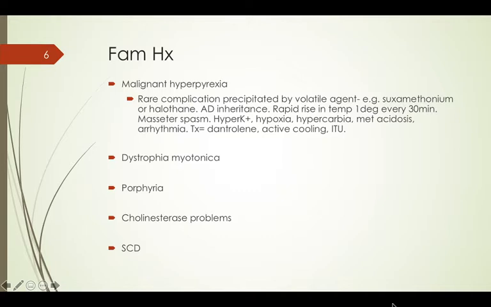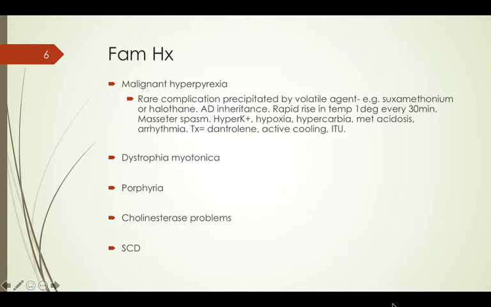So, one to be aware of really is malignant hypothermia or hyperpyrexia. It's an autosomal dominant inherited condition. It's quite rare, and it's often triggered by volatile anesthetic agents such as suxamethonium or halothane, and it's characterized by a rapid rise in temperature, so around 1 degree Celsius every half hour. The first sign can often be spasm of the masseter muscle in the face, the muscle of mastication.